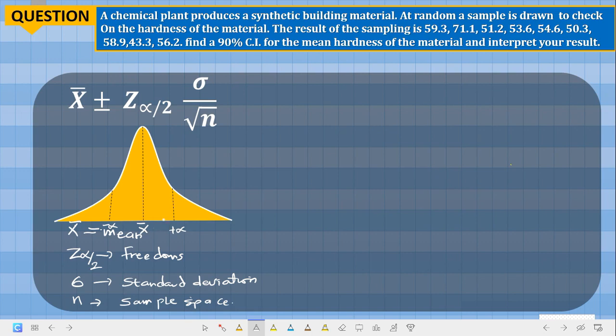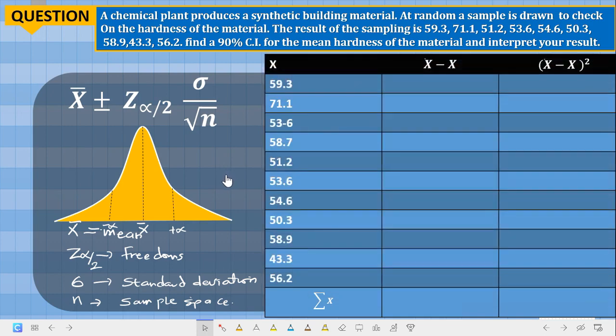Now whenever you are given something like this, how do you provide a solution to it? First of all, we need to calculate the standard deviation and also the mean. The table for this particular question is given like this to calculate the standard deviation. This is the table. Let's solve now for the standard deviation.